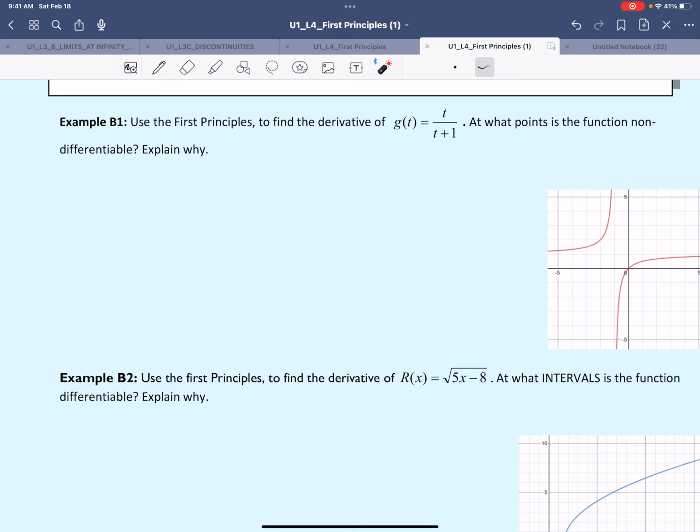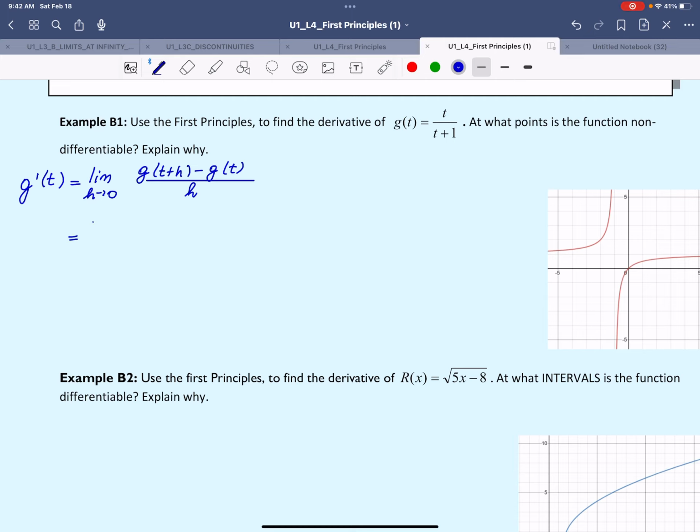Now, to discuss differentiability, we need to find the derivative of the function, and obviously, we are using the first principles formula here because we haven't learned a specific formula for the derivative of rational functions yet. So that means we're finding the limit as h approaches 0 of g(t plus h) minus g(t), divided by h. That will give us the derivative at any point t.